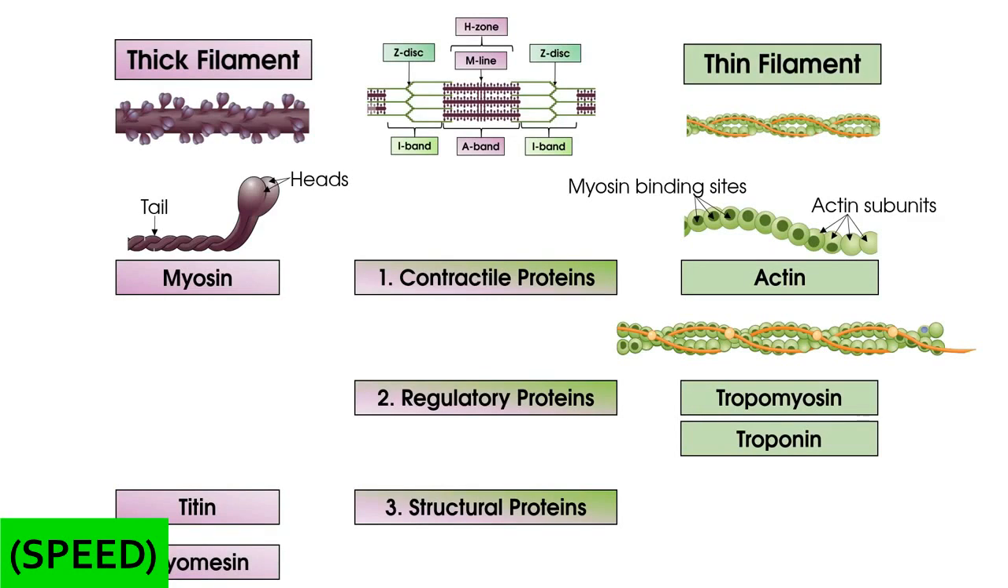Myomesin is also on a thick filament, and that forms the M line, which connects adjacent thick filaments to one another. And then on the thin filament, we have nebulin, which is just a non-elastic protein that wraps around the thin filament and it keeps its shape and it aids its anchorage to the Z disc.